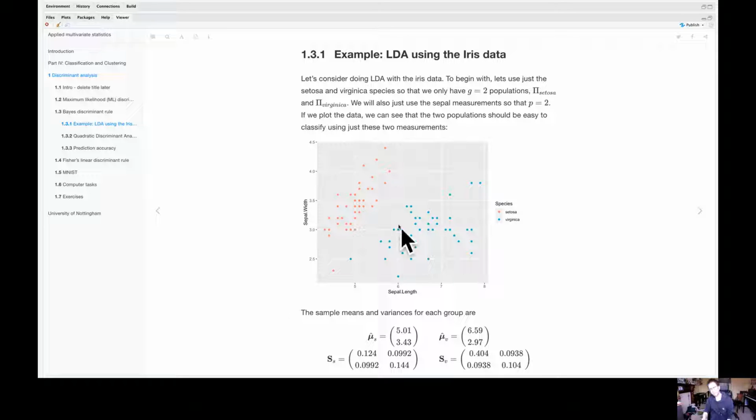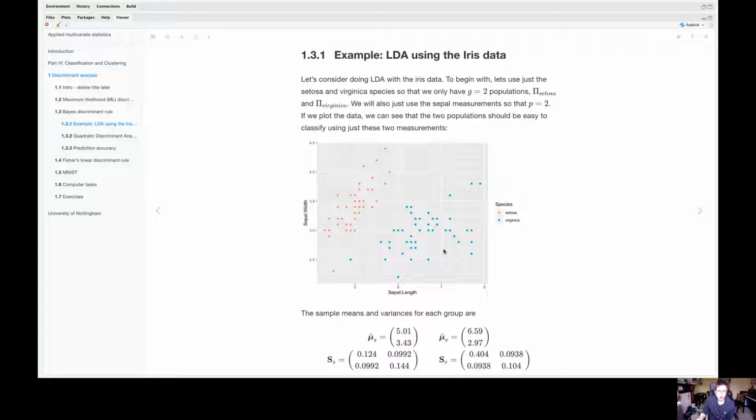Now, if we plot the data here, this is 50 Setosa flowers and 50 Virginica flowers, we can see that they are quite clearly linearly separable. You could draw a line between these 2 data sets that would have a good prediction accuracy. So it looks like LDA, linear discriminant analysis, should work really well in these cases. So let's see if we can work through the calculations that we'd need.